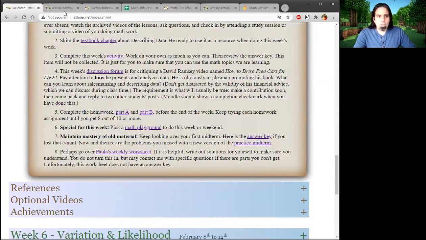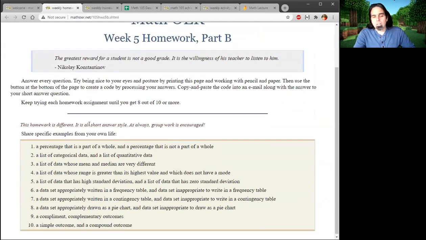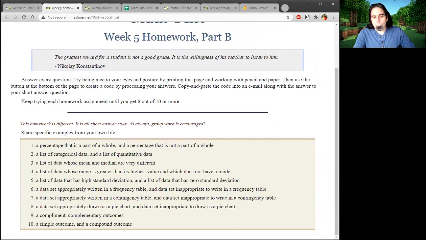Should say 5B. There we go. Then for 5B, there's no moving numbers around. You're just finding specific examples from your own life of these 10 things. So it's a vocabulary test. Do you understand all the jargon we're using as describing data?